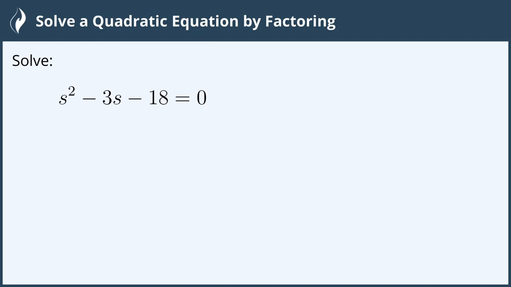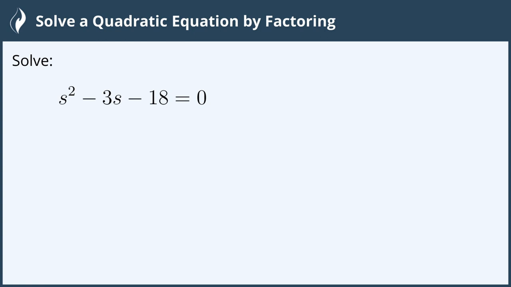Hi everyone! In this video, we will solve a quadratic equation by factoring. Solve s squared minus 3s minus 18 equals 0. The first thing we want to do is factor, and then we'll set all of our factors equal to 0 using the zero product property.